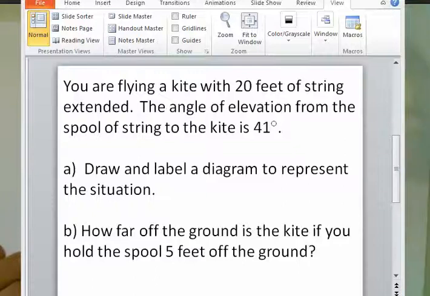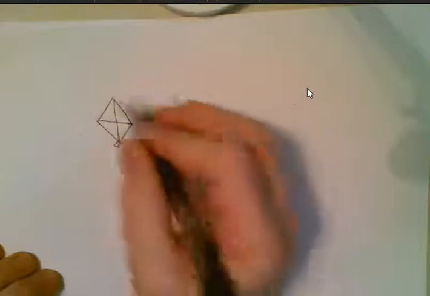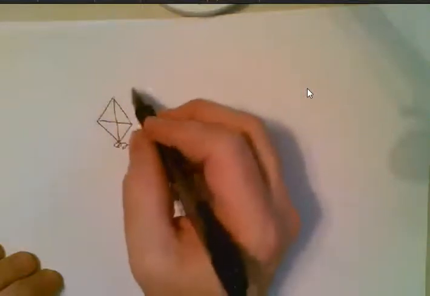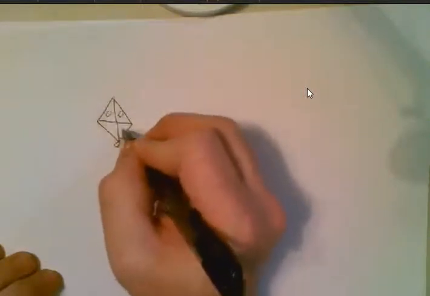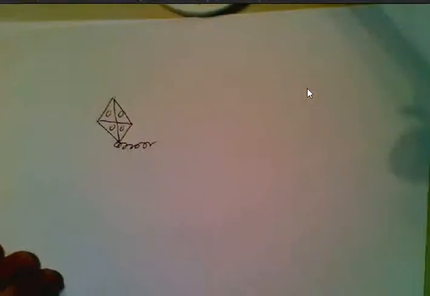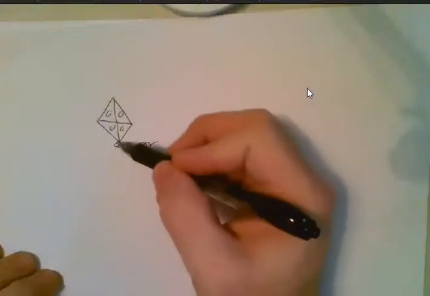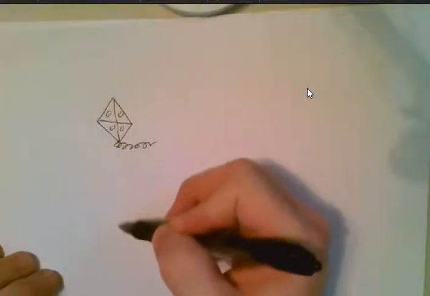Alright, so you have a kite flying with 20 feet of string extended. So I have a kite flying. There's my kite, it's got the little wood frame on there, and probably has some kind of picture or design on it. That's crucial, so make sure you have that. 20 feet of string are being let out, and what I saw a lot of people do is they drew a line straight down and labeled it 20 feet.